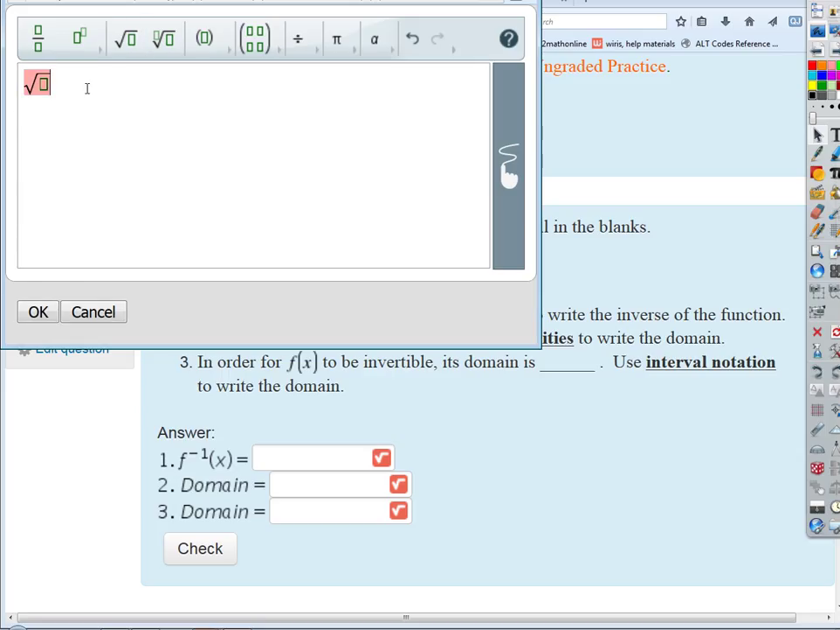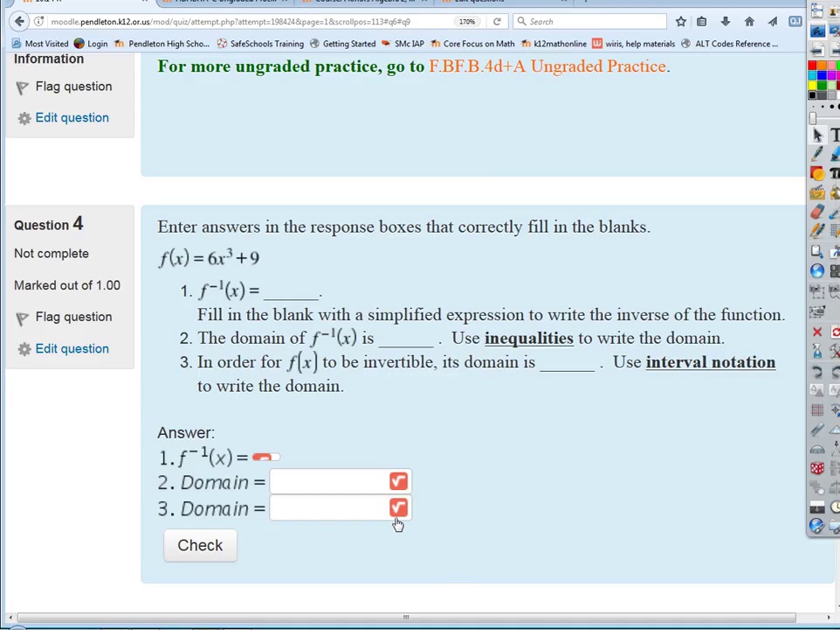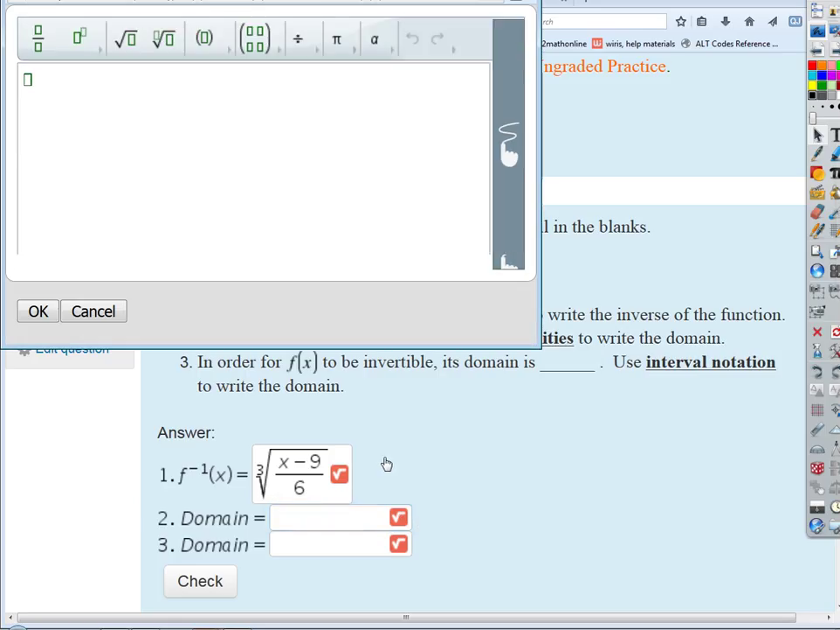It was cube root, whoops. So the inverse is the cube root of x minus 9, all over 6. Make that a cube root. Okay, like that, good. What's the domain if I'm going to write it using inequality notation? It's unrestricted, isn't it? So how do I say that with an inequality?